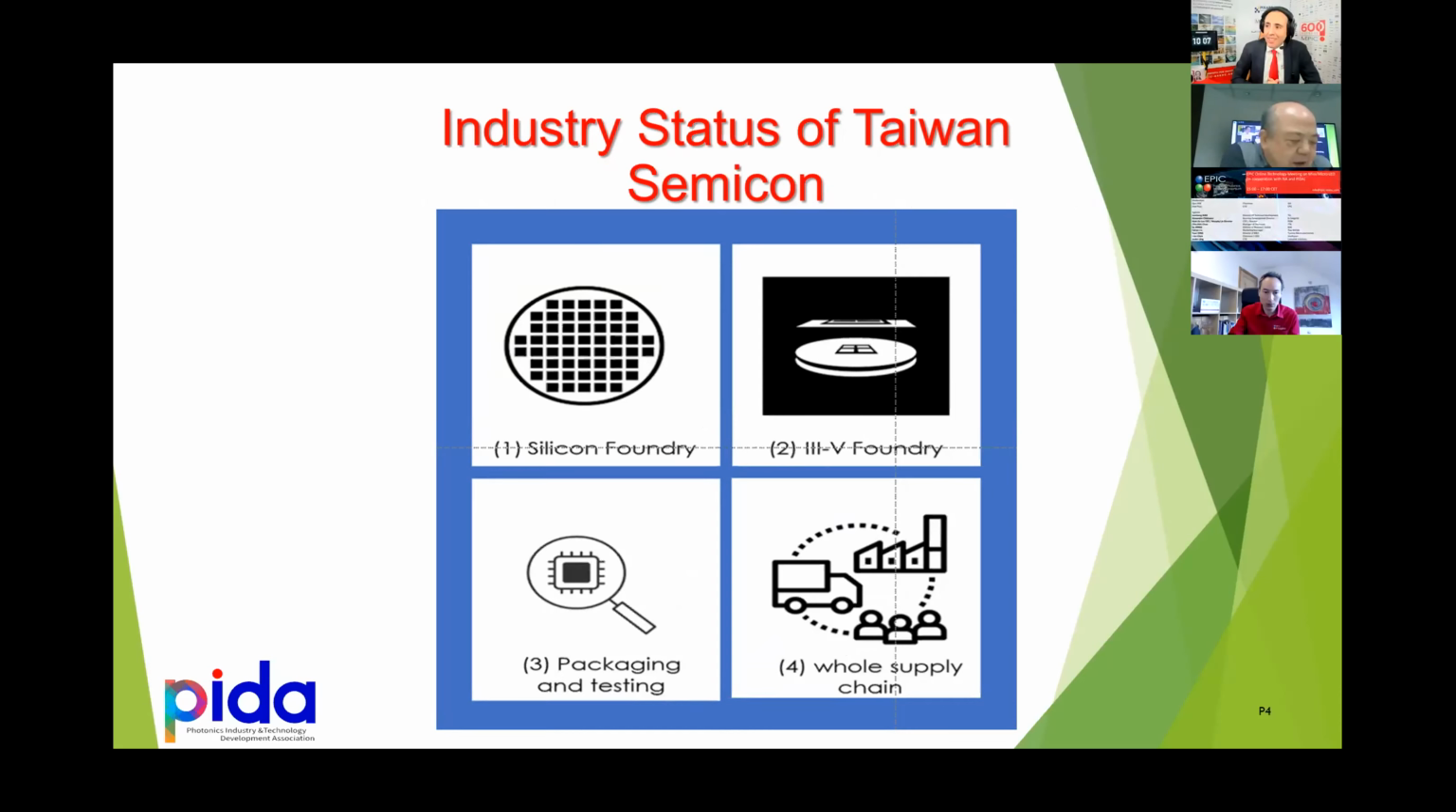Okay, so the next page is talking about the silicon foundry, not only the silicon foundry but also the 3-5 foundry, and also packaging, testing, and the whole supply chain. That is a very important message to our European partners. We can claim that in technology density, Taiwan is the best in the world.